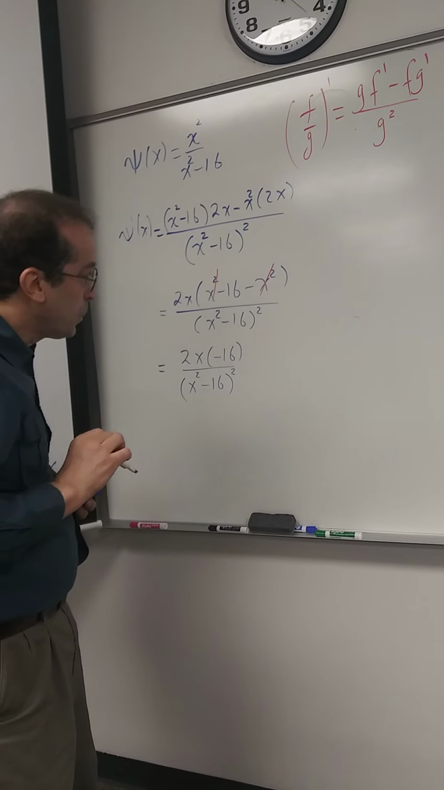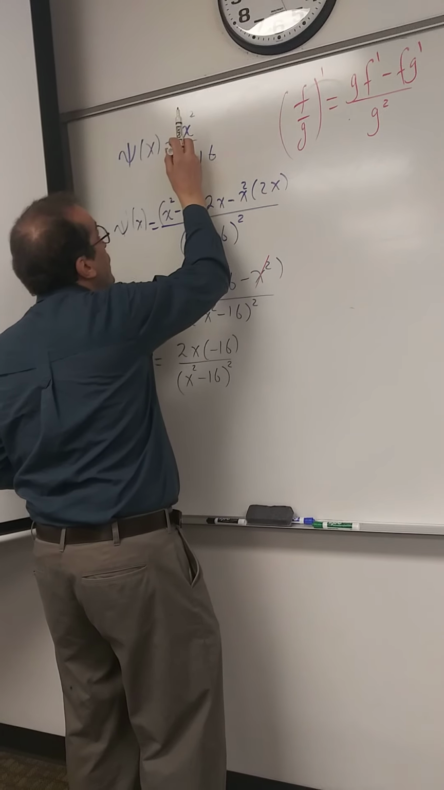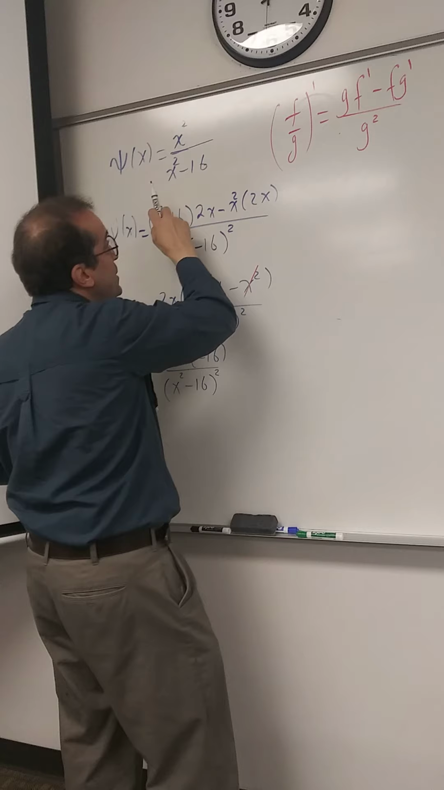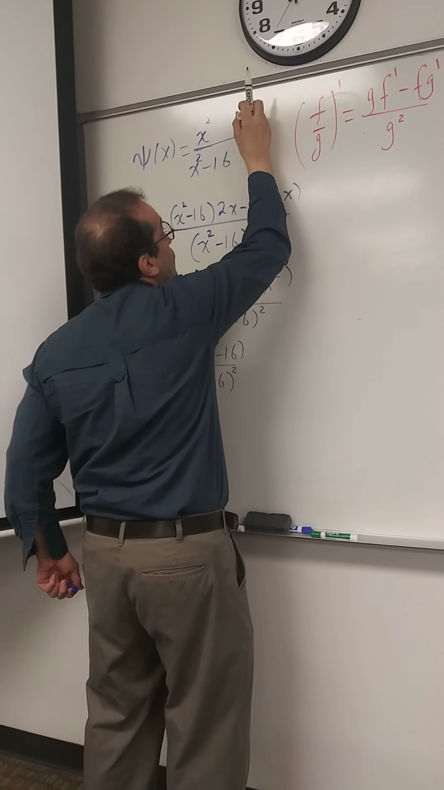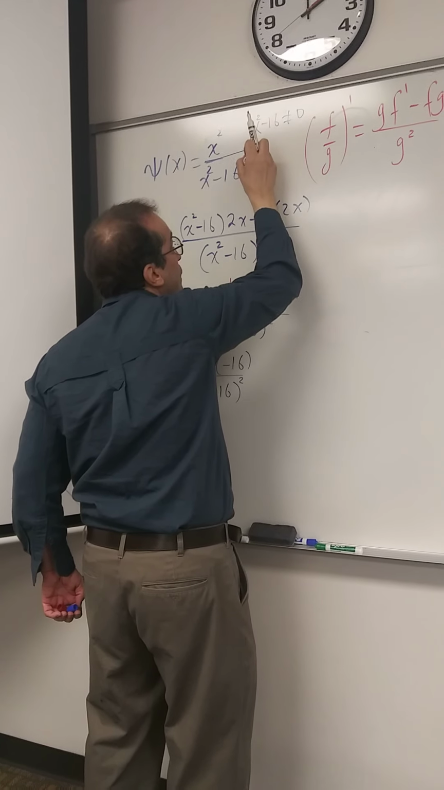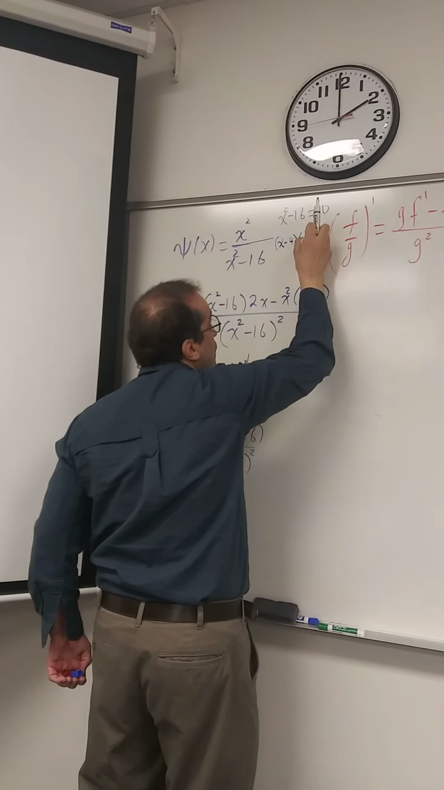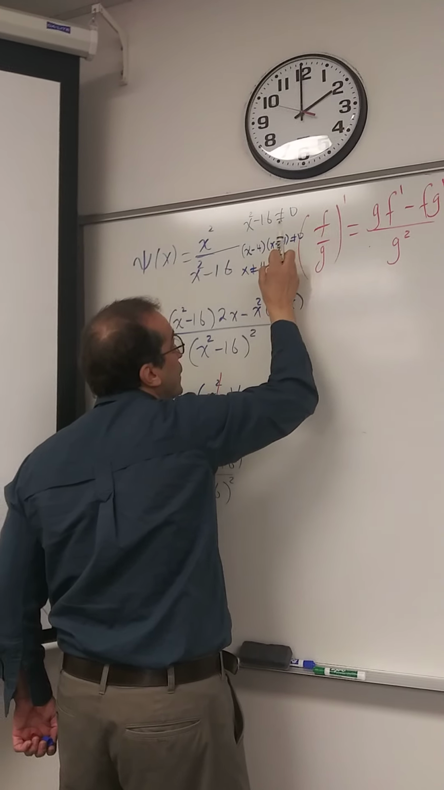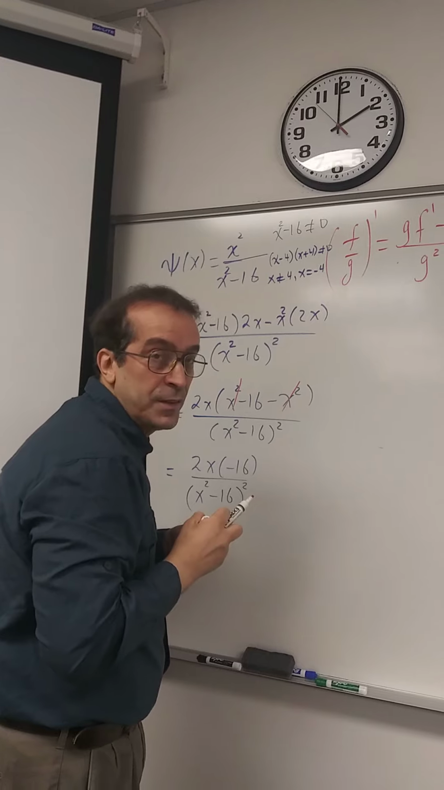When you're doing critical points, there is an issue with domain here. Here, the denominator can't equal 0. So that means x² − 16 can't equal 0. Now that means (x − 4)(x + 4) cannot equal 0. So x cannot equal 4 and x cannot equal −4. So these can't be critical points because they're not even in the domain.